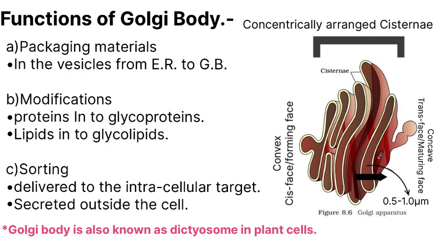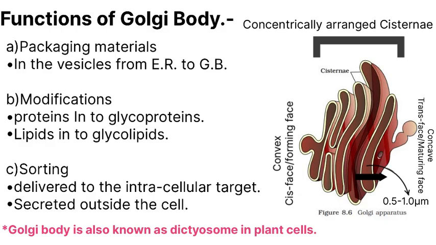Now these are a few of the functions principally performed by the Golgi body, which are packaging of material, then modification, and at the end the sorting. So we will see them. Let's see how they do so. We will see step by step the packaging of material in the cell.